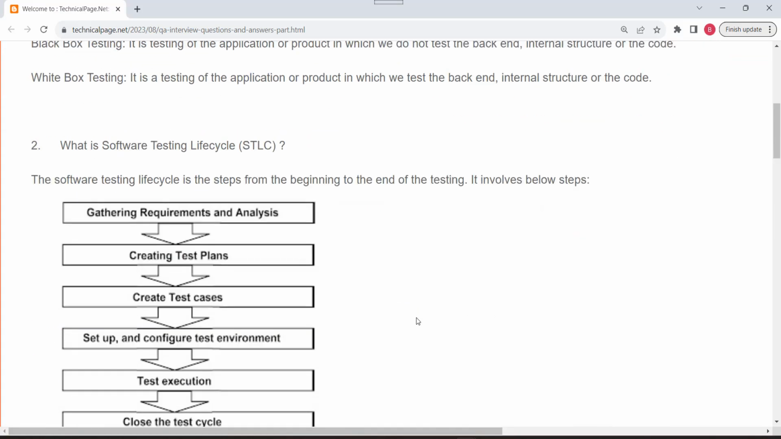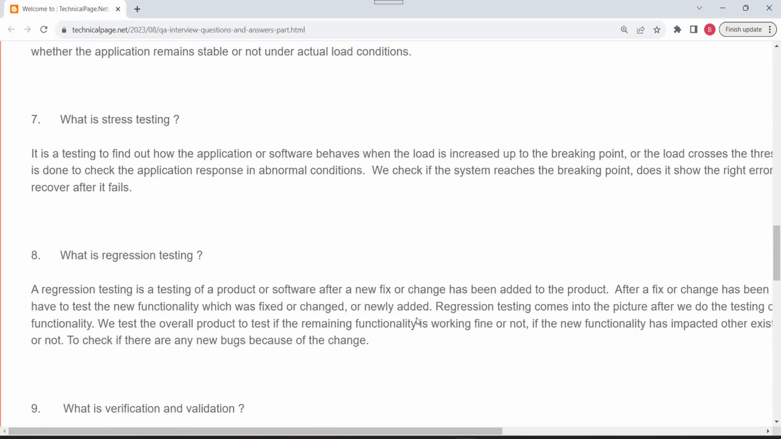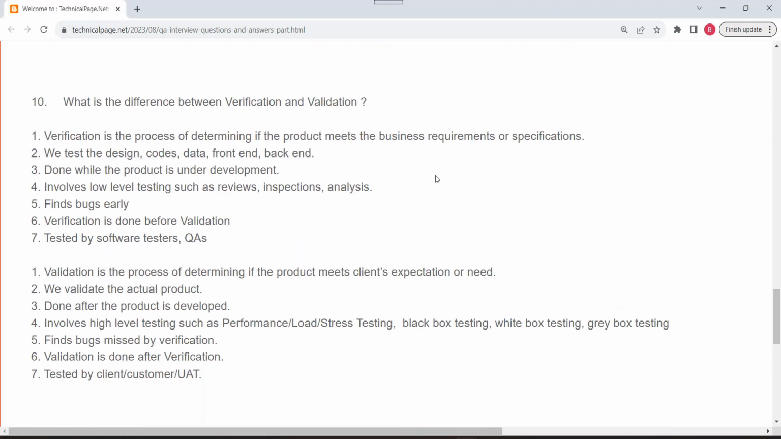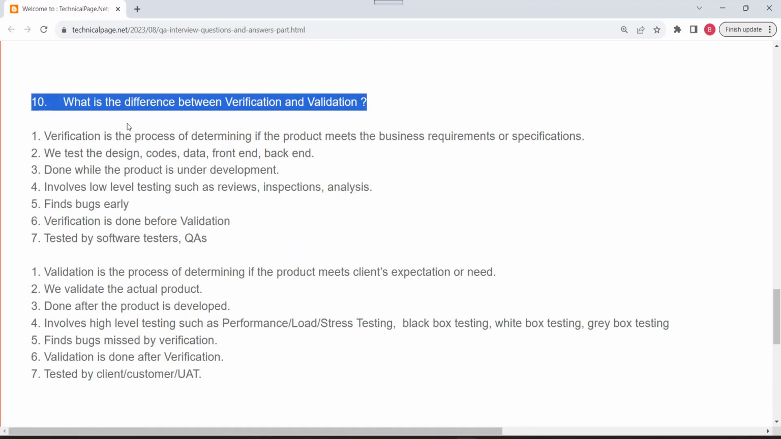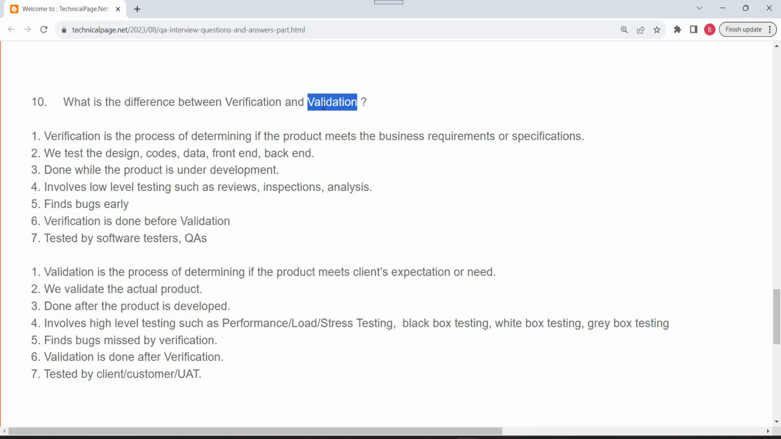If you go to question number 10, this is the question: what is the difference between verification and validation? Okay, so let's discuss the differences between verification and validation.